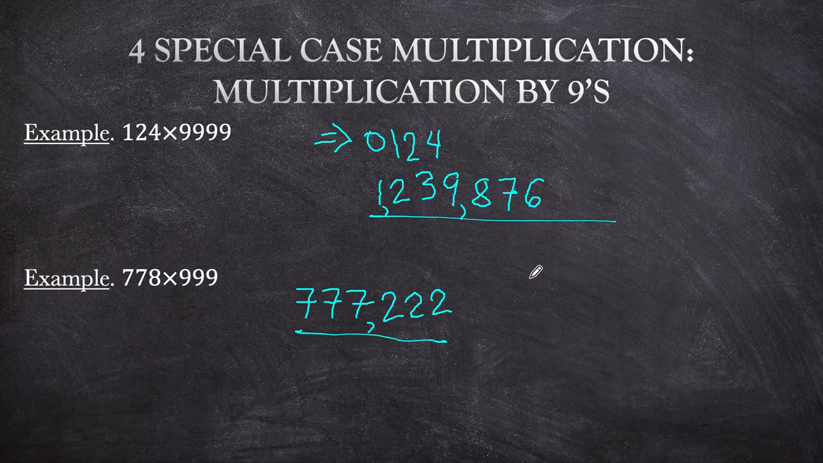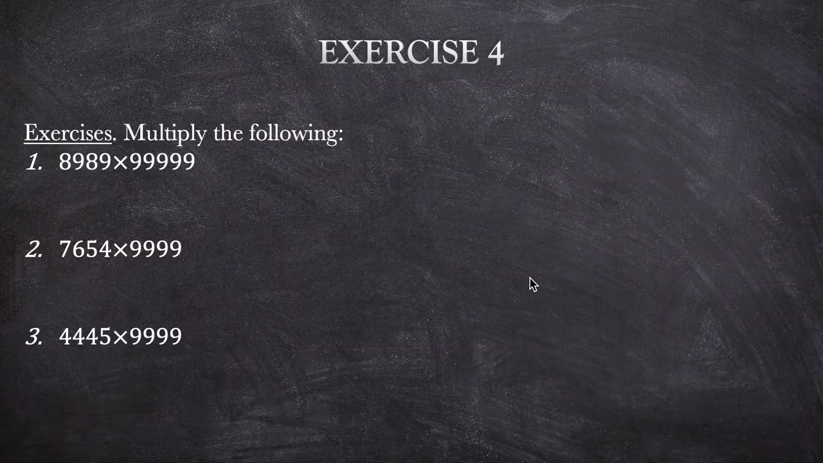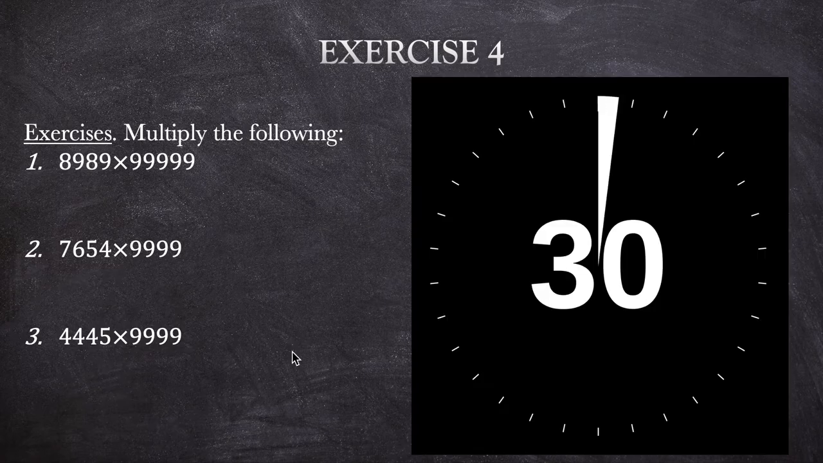Okay, so that's pretty much how you do the special case every time you multiply with a bunch of 9s. Okay, so I think it's your turn to shine. I have here some exercises, and you're going to answer these in 30 seconds. So multiply the following. First, 8,989 times 99,999. Number two, 7,654 times 9,999. Number three, 4,445 times 9,999. So I'm going to give you 30 seconds. You can pause the video if you want.